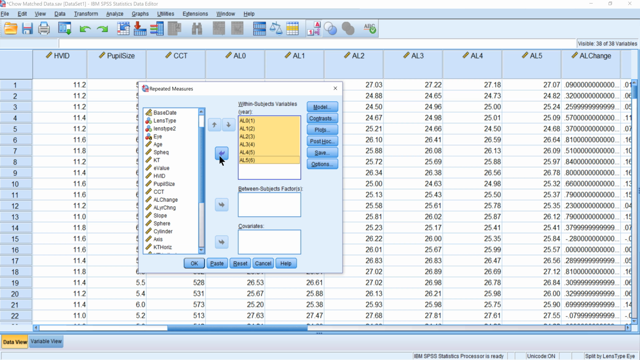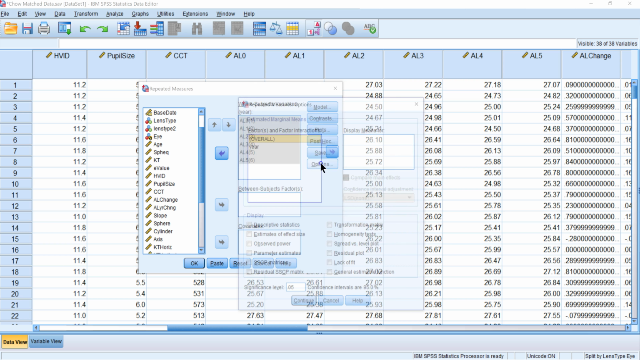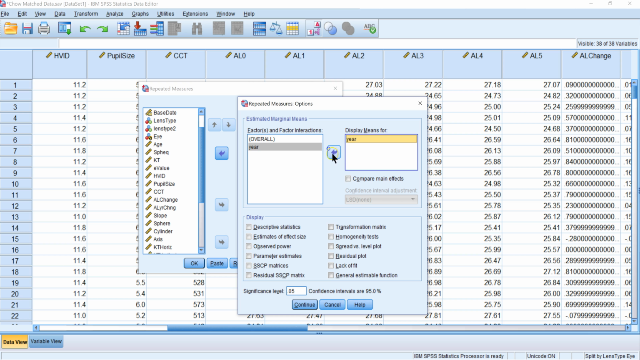here. Now, in a later video, we're going to add between subjects, and that's a mixed model. But for now, we're just going to talk about this laid out one. Our options, year, compare main effects. We're going to look at our descriptive statistics. I don't think we're going to look at anything else right now.